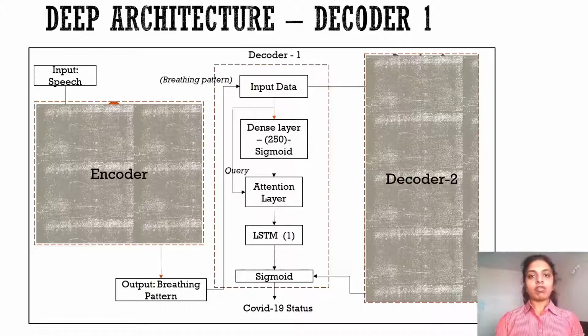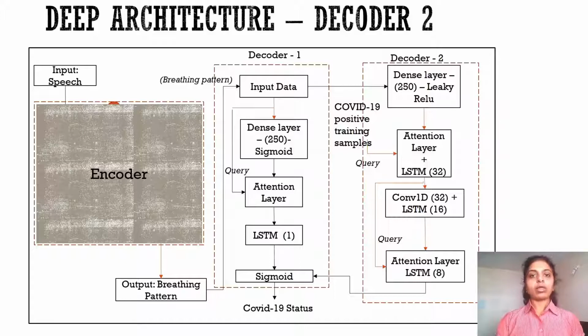We submitted the challenge results using the Decoder 1 architecture. Later we made some modifications and got the Decoder 2 architecture, which gave better results on the development partition. Decoder 1 comprises a dense layer with 250 nodes and sigmoid activation followed by an attention and LSTM layer, each with a single node. The output layer provides COVID-19 status using sigmoid activation.